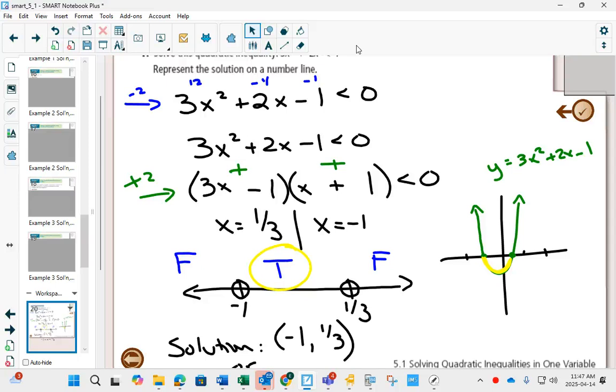Okay, you can circle questions. There we go. 4, 5, and 6.